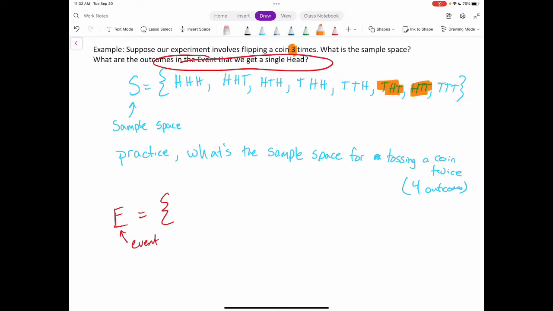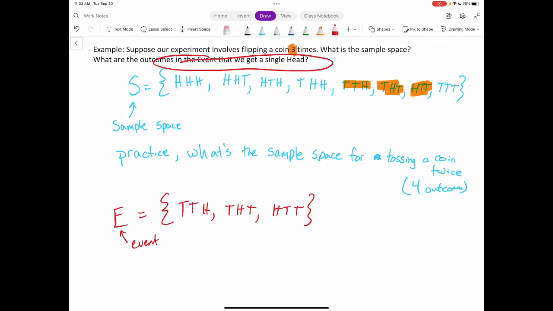HTT has just 1 head. And TTH, I forgot about that one. So let's see, I don't see any other outcomes that have exactly 1 head. So therefore, the outcomes in our event, E, will be exactly those: TTH, THT, and HTT. Okay? So that's exactly what an event is. It's just a subset or some of the outcomes from your sample space.